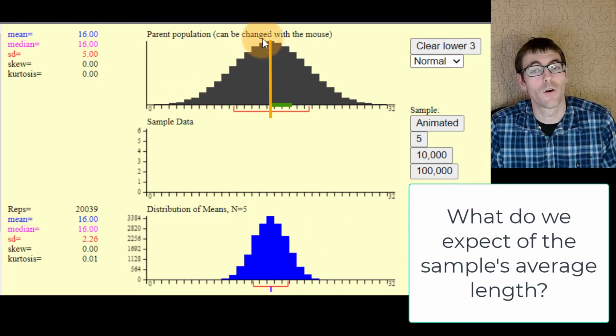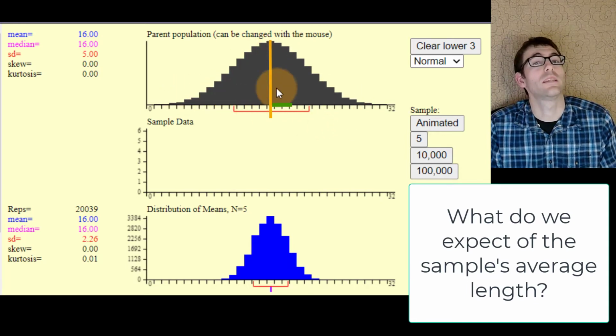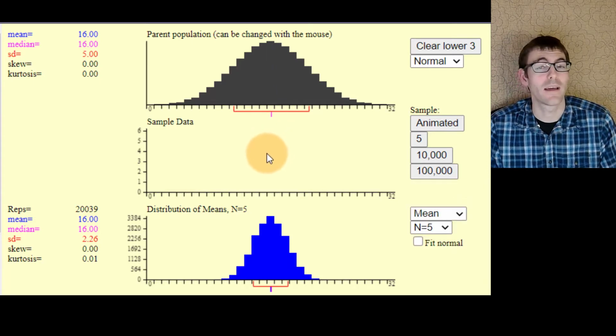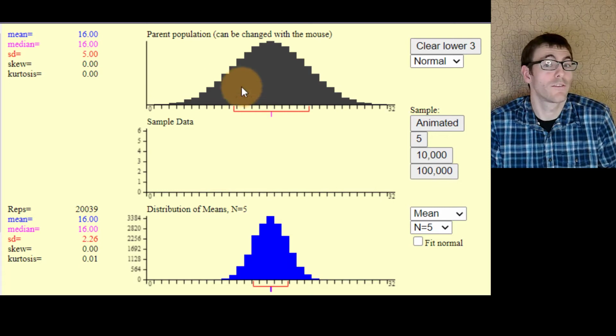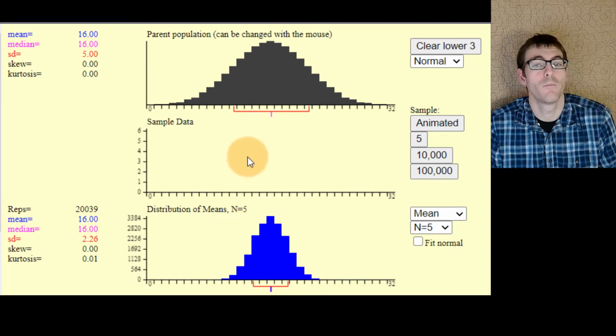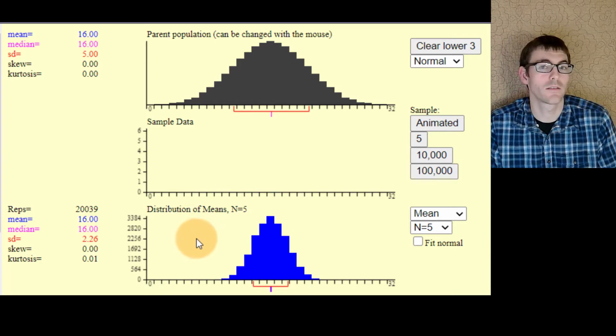Up here we have our original distribution. This is what the population looks like. We take a sample, record what the mean of that sample is, and that's going to be something random depending on which 5 we chose. But it's going to be more likely to be in the middle than it is out on the sides.